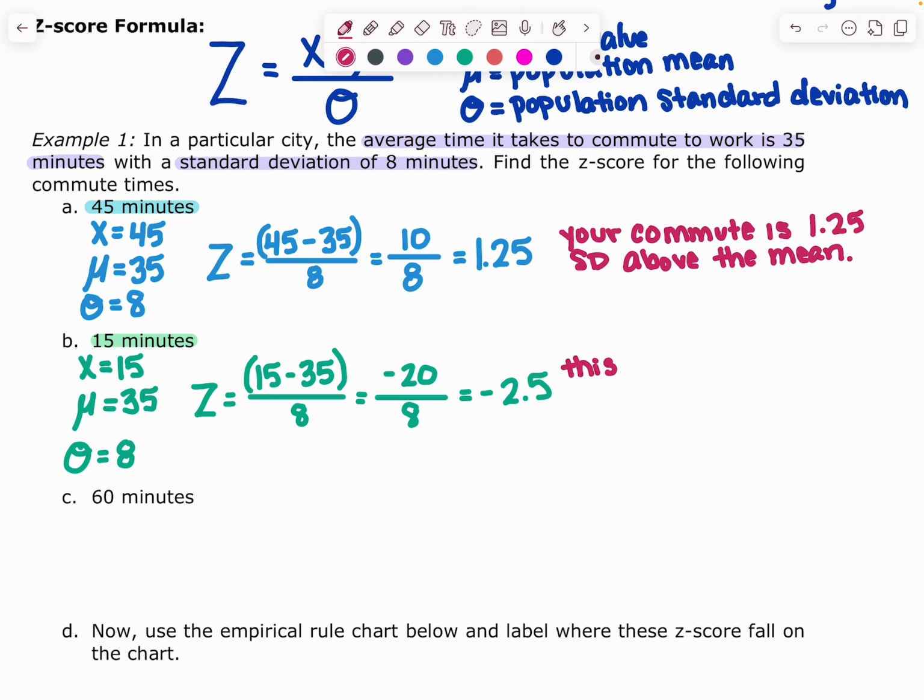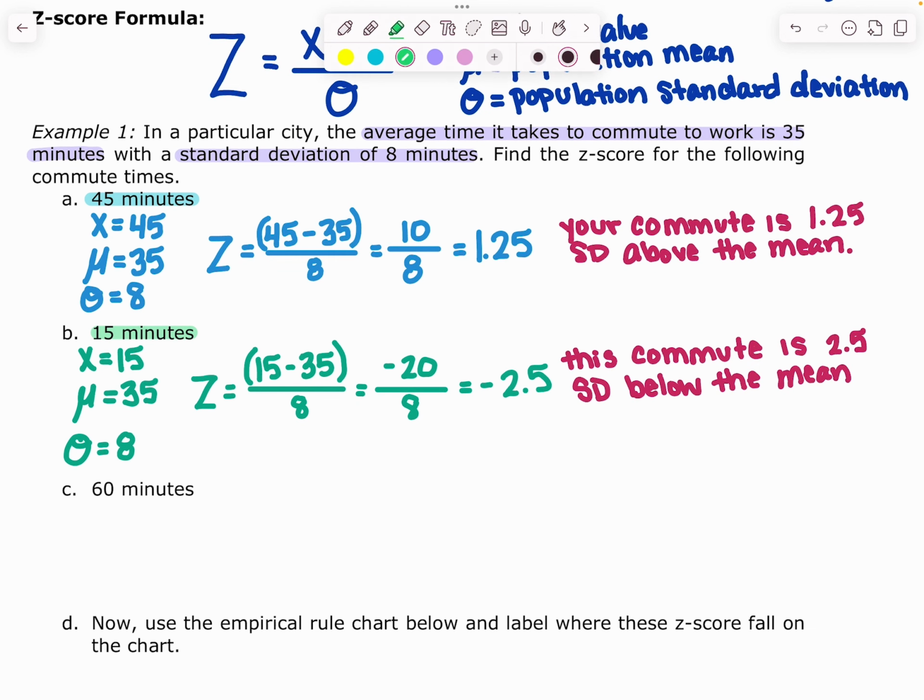So this commute time is 2.5 standard deviations below the mean. And I know that this one is below the mean just by looking at it for two reasons. One, 15 is less than 35. Secondly, my z-score is negative.